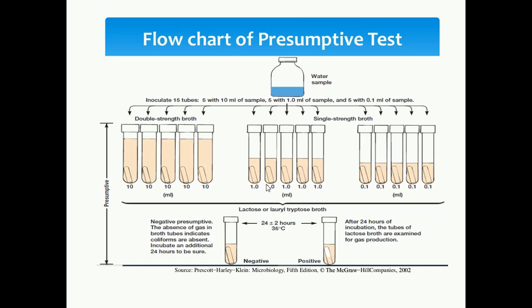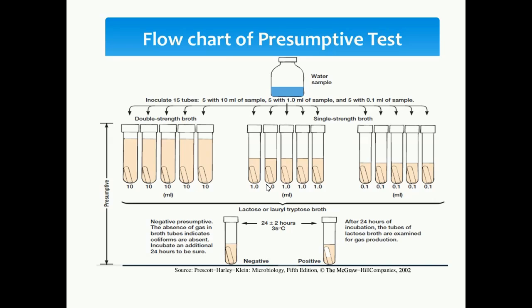Here 5 test tubes are inoculated with double strength broth and 10 test tubes are inoculated with single strength broth. Here we are observing single and double strength. Single strength is nothing but the normal lactose broth. The percentage of the lactose broth is in normal condition. Double strength is nothing but doubling the amount of lactose broth contained.